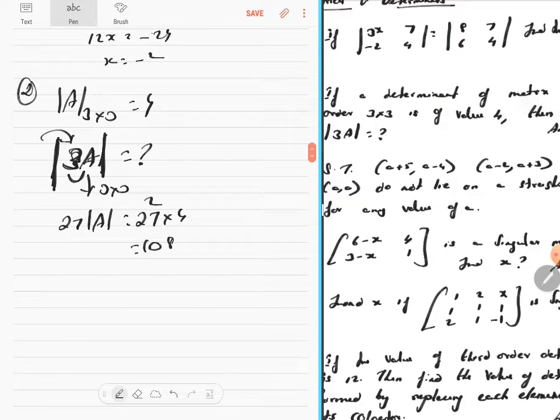So do you understand that next to matrices A there is a 3, which means from every row the 3 will be there. Because there is a determinant, I can take it out. So that's about it. Let's go to the third question.